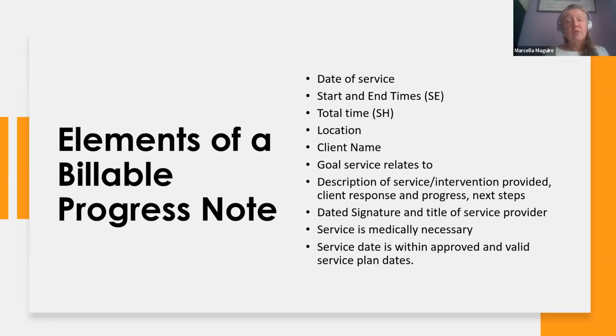So the description of the service intervention: what did you do? What was the client response? What was progress? What were next steps? A service note really never stands alone. It links to the service plan, it links to the next progress note, and it always links to your assessment. It also needs a dated signature from the individual and a title of the service provider, and that the service is medically necessary. That's always a good line. The service date must fall within an approved and valid service plan date.